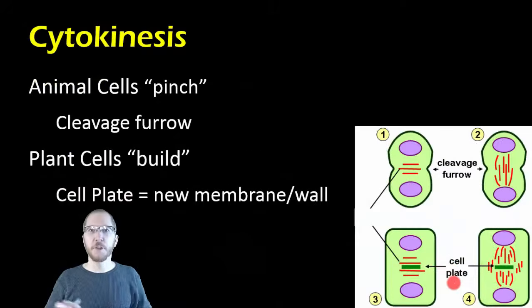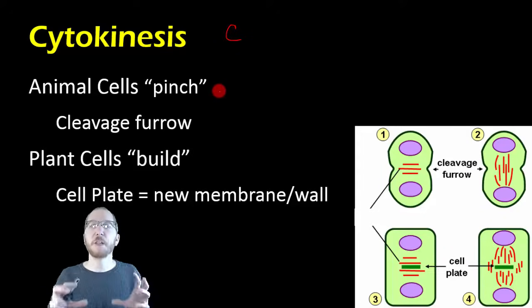So without further ado, let's wrap up cytokinesis. So this is the last part of the M phase. Sometimes you'll see it written as its own phase as a C. And so this is going to be how we split the cell or the cytoplasm into two. Now there's two ways to go about this.